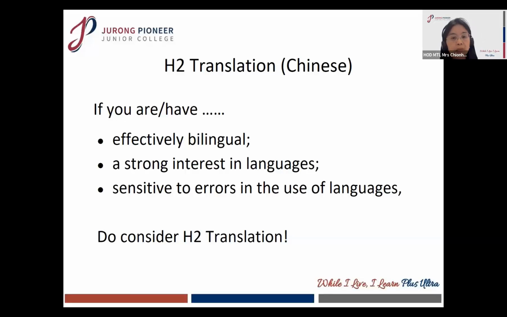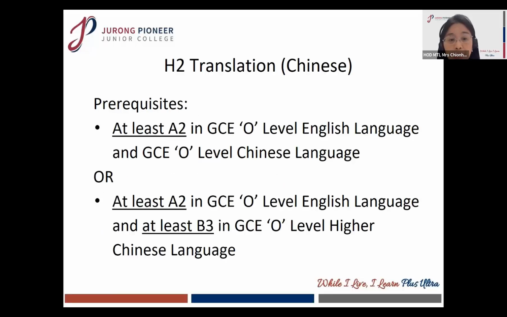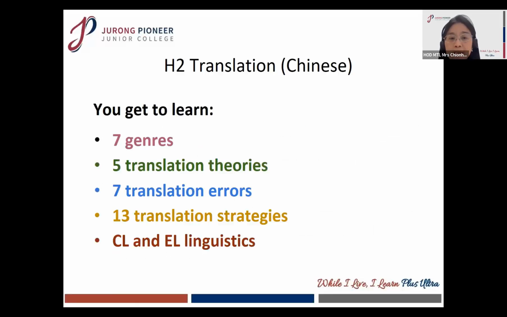Okay, so for H2 translation, there are prerequisites, and these are stated in the MOE prerequisites for the subject. You must be very good in both your languages, EL as well as CL. So distinctions, or at least an A2 for both these languages. Okay, and in the subject, you will get to learn to translate different genres. For example, you will have reports, speeches, even local literature works. All right, you will get to understand different translation theories, identify translation errors, as well as apply translation strategies. Okay, so this will help you to really appreciate the language better.